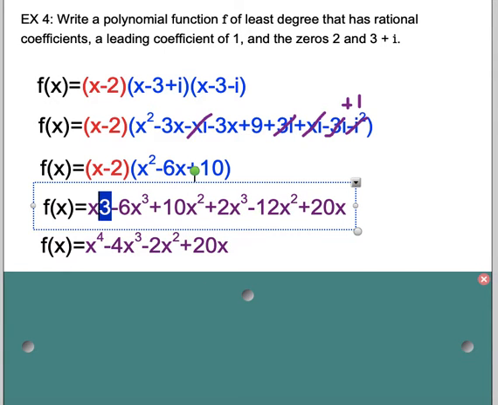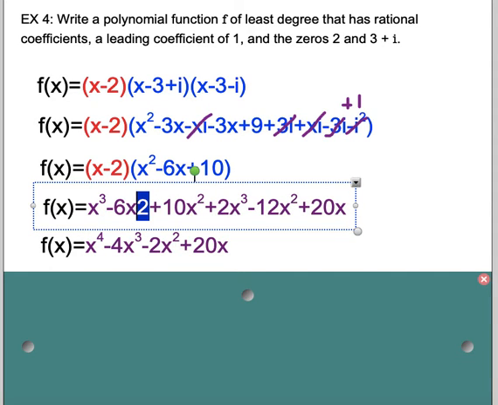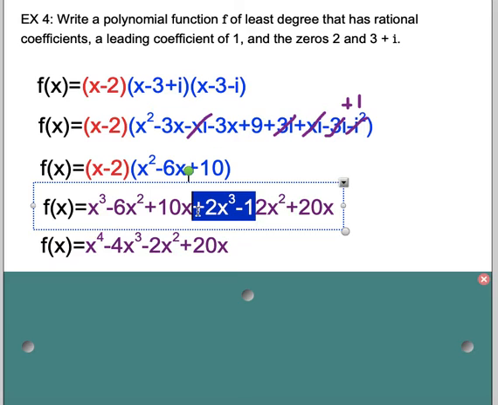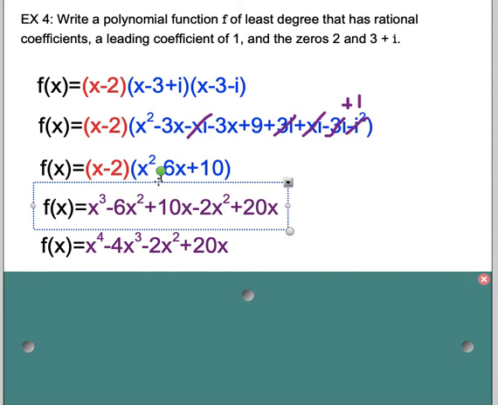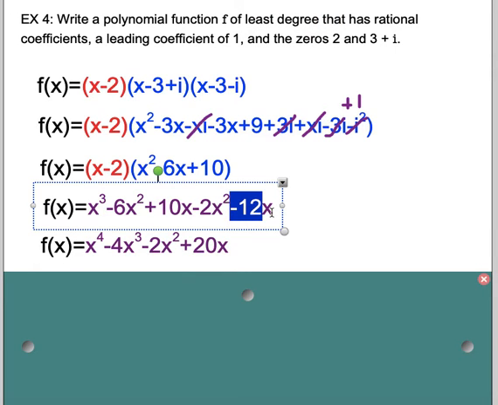This would become x cubed. X times negative 6x would be negative 6x squared. And x times 10 is 10x. Then I repeat the process. Negative 2 times x squared is negative 2x squared. Negative 2 times 6 is negative 12x. And negative 2 times 10 is negative 20.